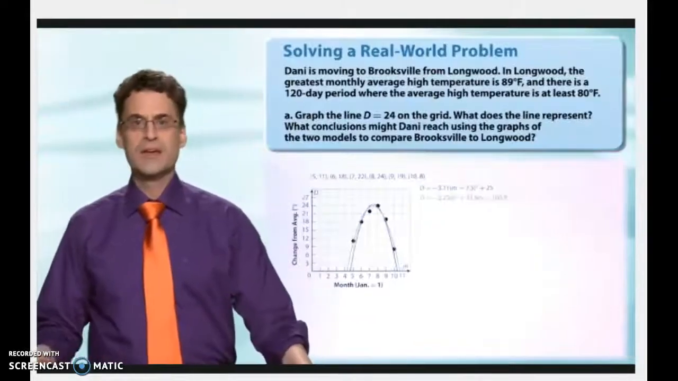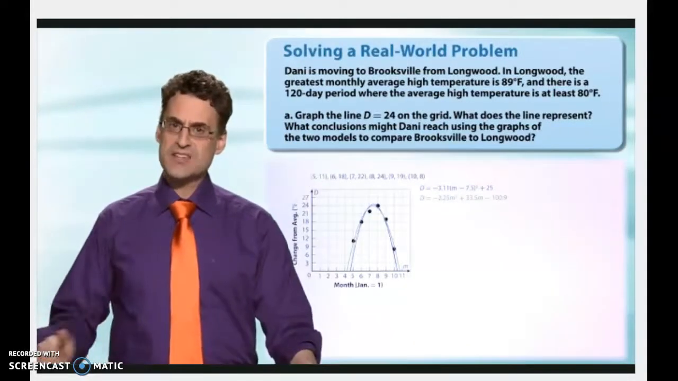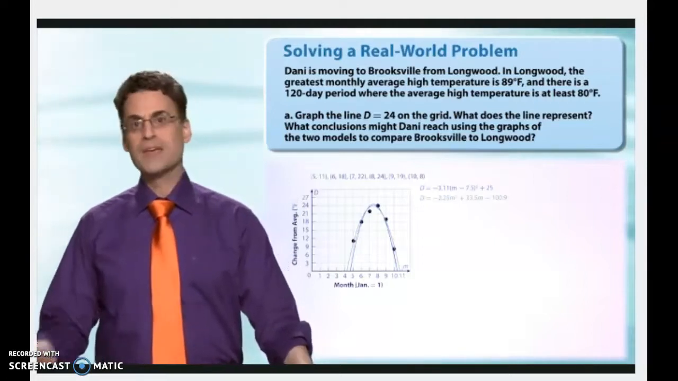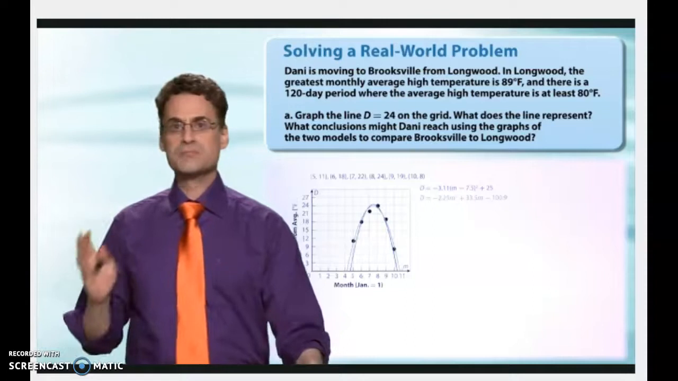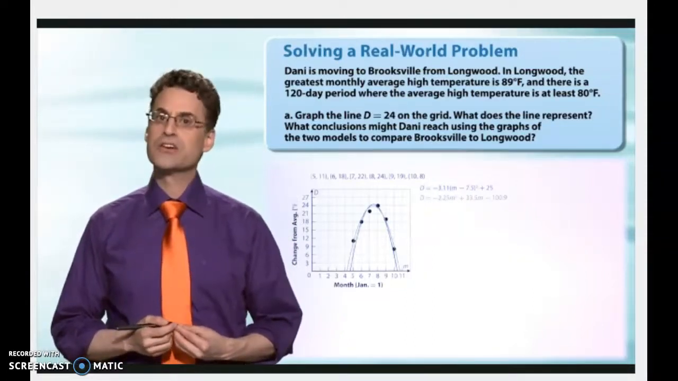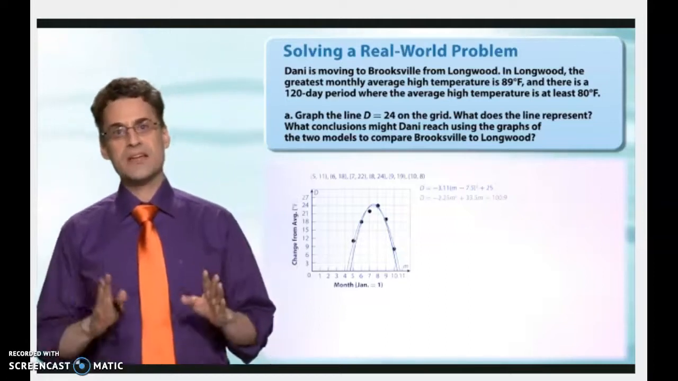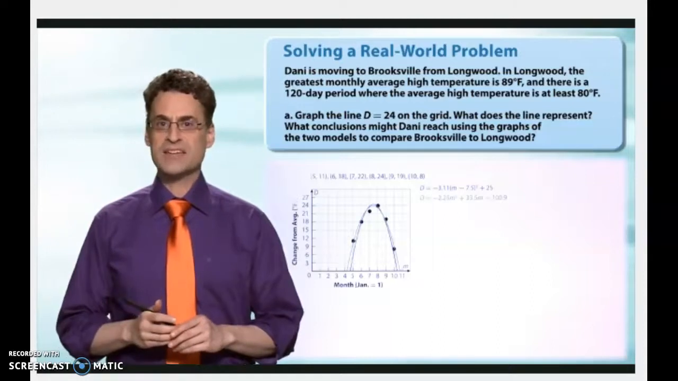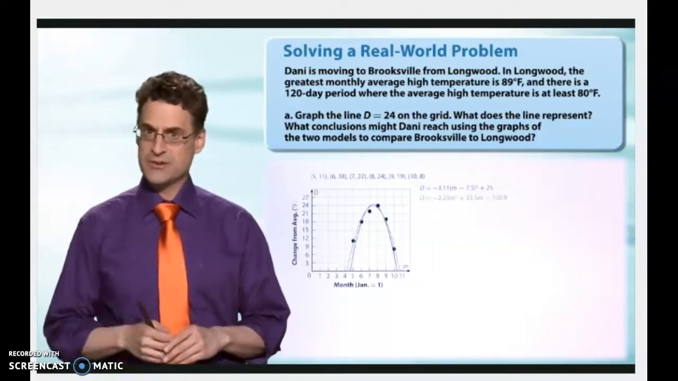So, Danny is moving to Brooksville from Longwood. Now, in Longwood, the greatest monthly average high temperature is 89 degrees Fahrenheit. And there is a 120-day period where the average high temperature is at least 80 degrees.